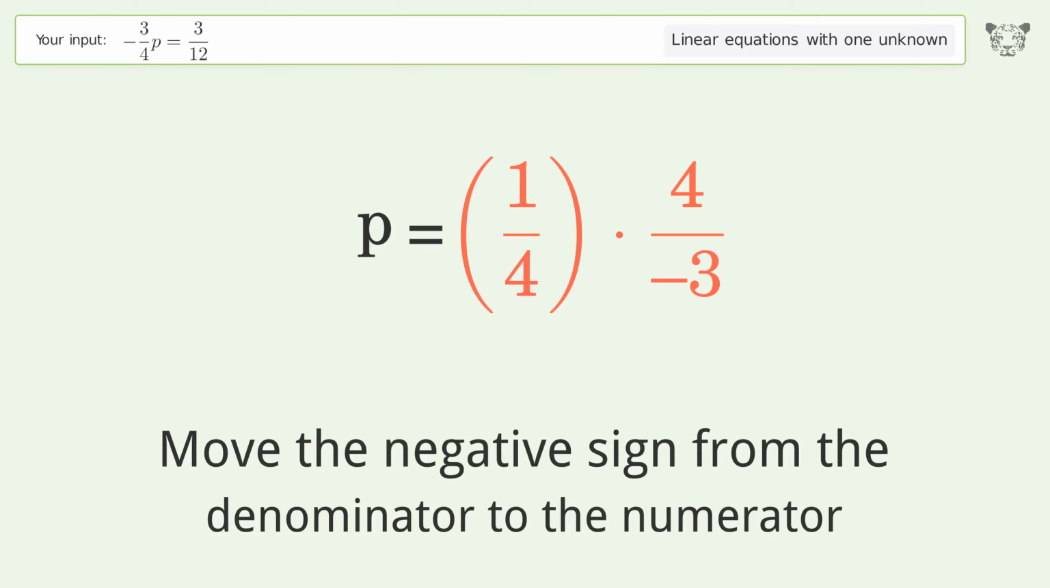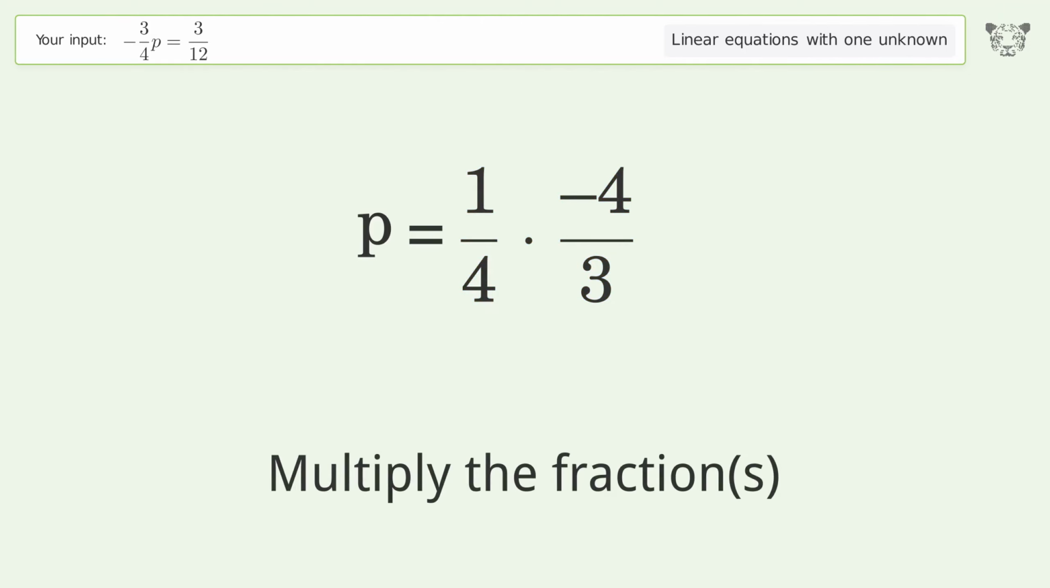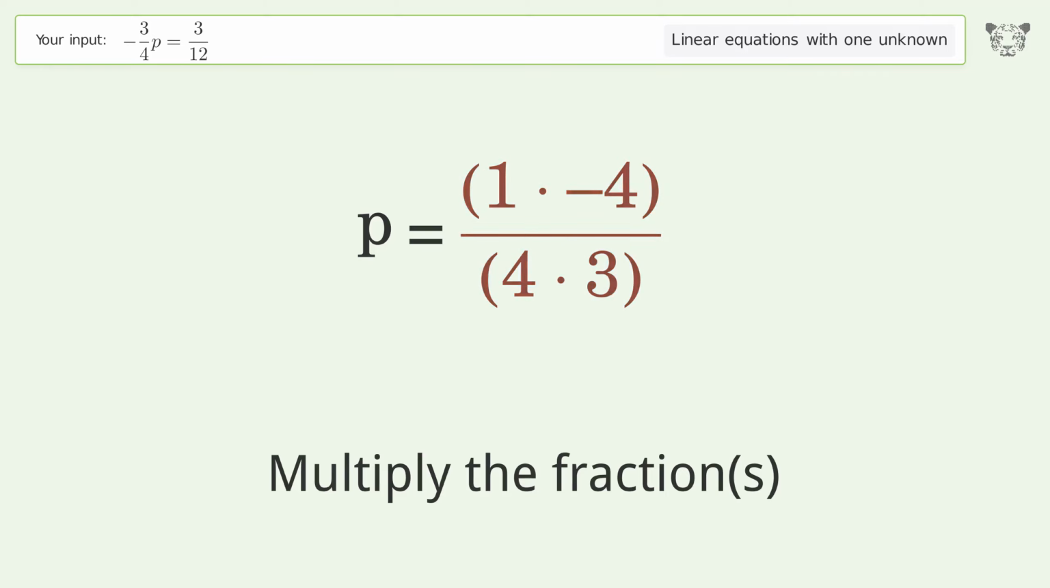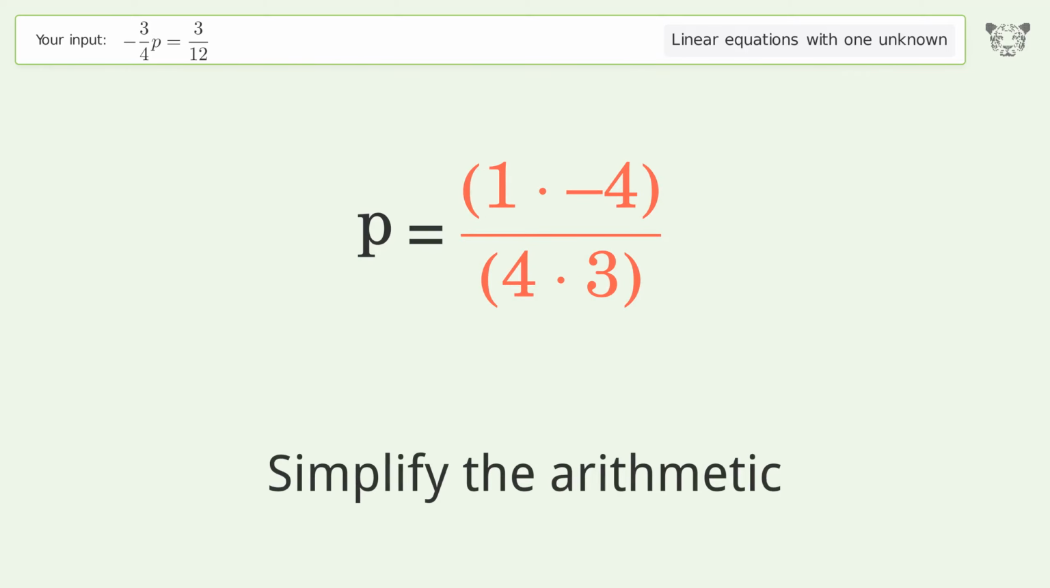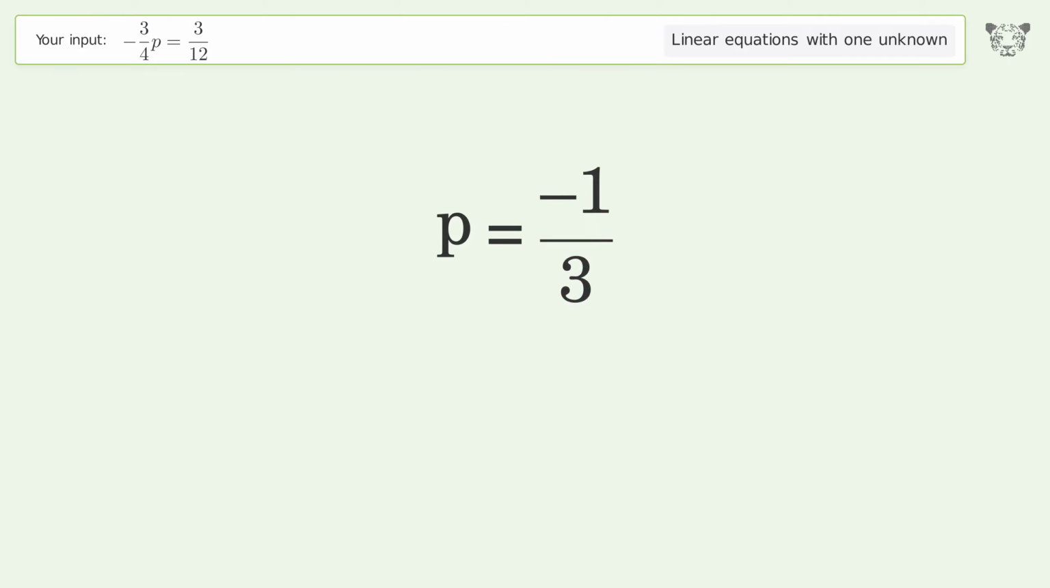Move the negative sign from the denominator to the numerator. Multiply the fractions. Simplify the arithmetic. And so the final result is p equals -1/3.